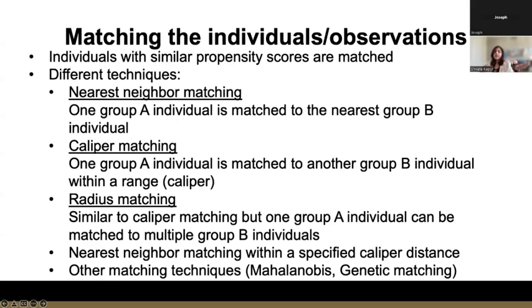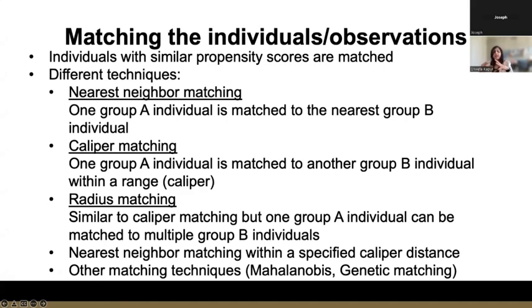Then the next technique is radius matching. This technique is very similar to the caliper matching technique. However, in this case, you can match one individual from your treatment group, or let's say group A, to multiple individuals from your control group, or group B. So radius matching does not result in a 1:1 match. Multiple individuals can be matched to one individual from the other group.